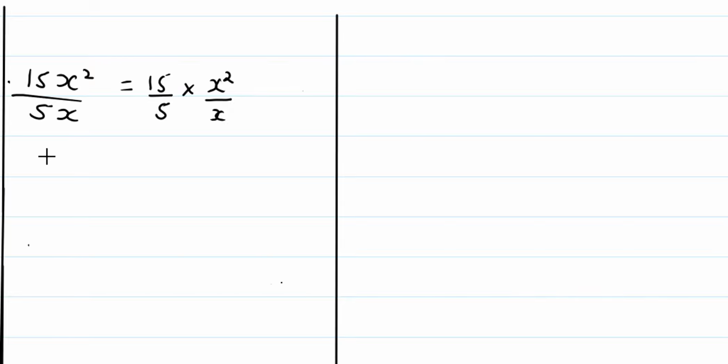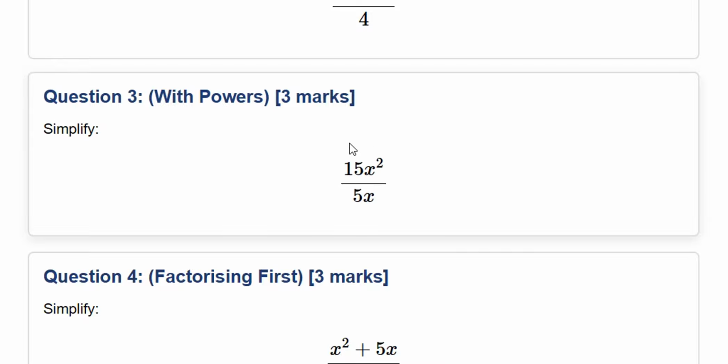Then from there, I can do the normal division, where 15 divided by 5 becomes 3. Then multiplied by x squared. You see, x squared is just like writing x multiplied by x, then I divide it by this x, and in that case this x will divide with one of those, and we only remain with 1x. So it will be 3 multiplied by x, which becomes 3x. And that becomes the solution for question 3.